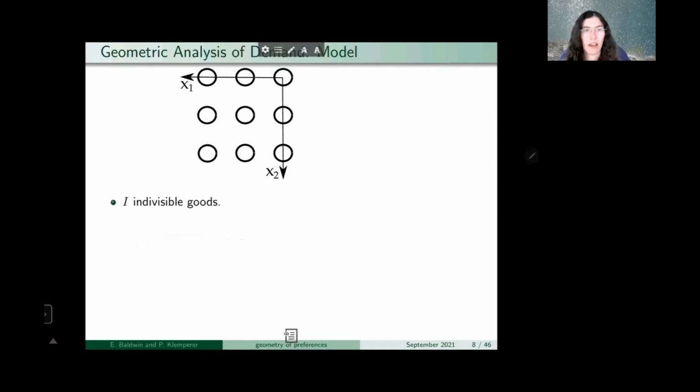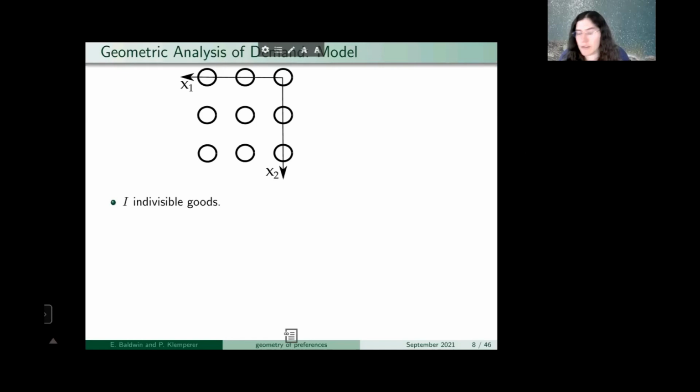So to start at the beginning, and I have attempted to make my notation correspond mostly, let us say, with what Alex was using yesterday to help everyone. I apologize if there are discrepancies in that. So we have indivisible goods.